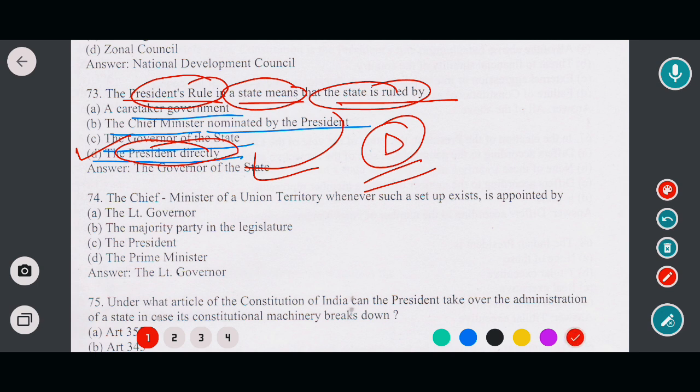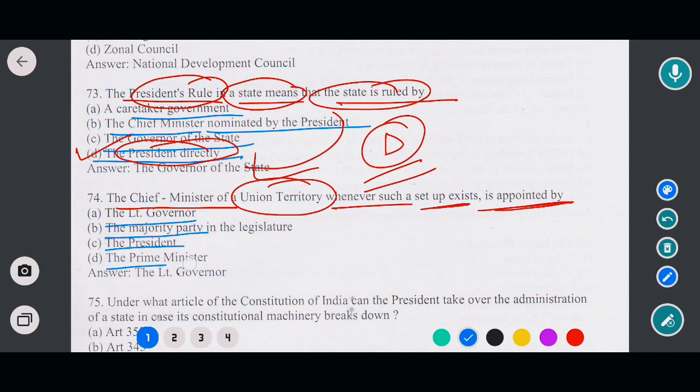Next question is, the chief minister of a union territory, whenever such a setup exists, is appointed by whom? Options are the lieutenant governor, the majority party in the legislature, the president, and the prime minister. In this case, the correct option would be option C.